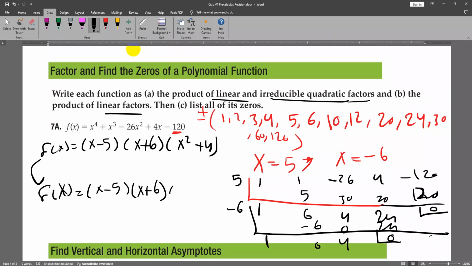To make this one linear, we will use complex numbers. It's like x to the power 2 minus negative 4, so it will be x plus and x minus the root of 4, which is 2, so it will be 2i and negative 2i. It will be like this. Right now we need to list all of the zeros.